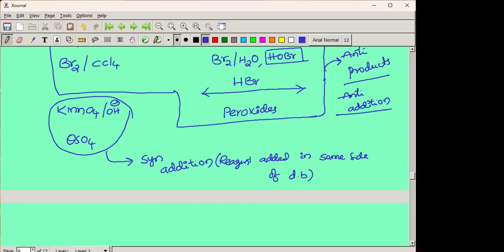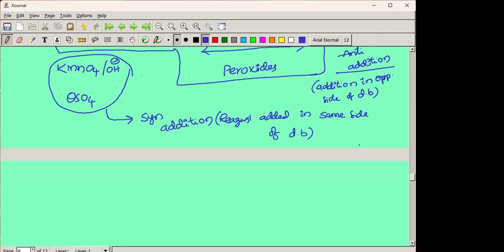If it is anti-addition, what happened? Addition in the opposite direction, addition on the opposite side of the double bond. If it is on the same side, that is called syn addition. So that is about the types of addition here.